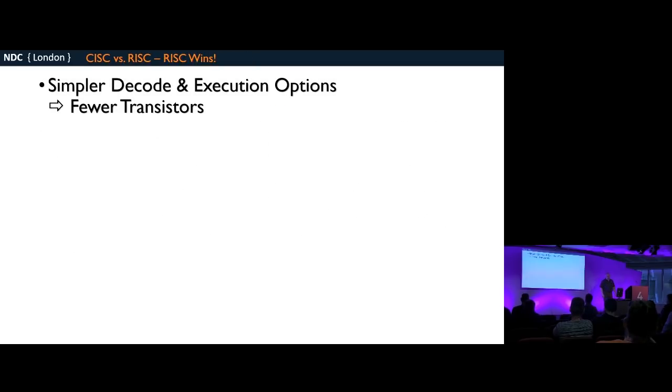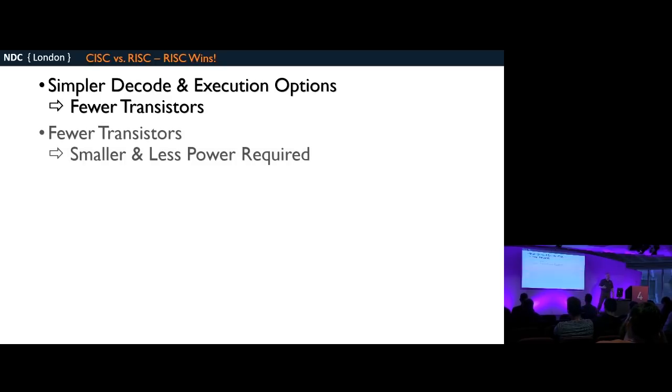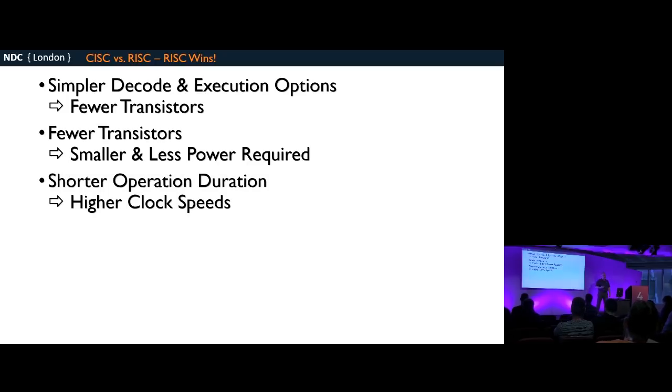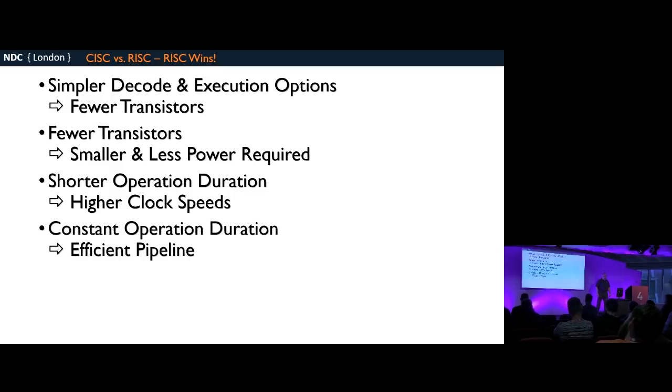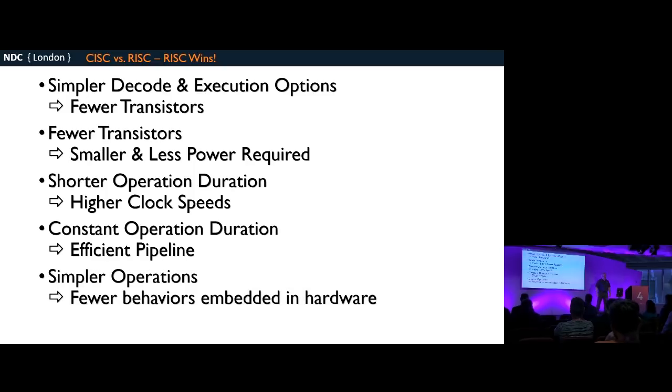How'd it work out? Well, when you have simpler operations, you end up with a lot fewer transistors to actually make up the chip. Fewer transistors mean that your chip itself is physically much smaller and needs less power. When you have shorter operation durations, you get higher clock speeds with less power required. And that constant operation duration gives you that efficient pipeline to run with. In the end, it means that you have more reliable hardware that's smaller and uses less power.